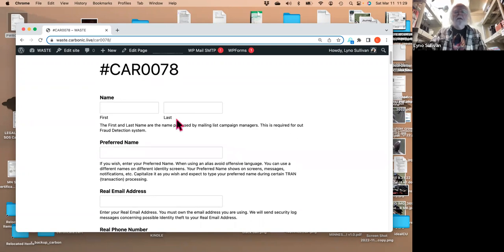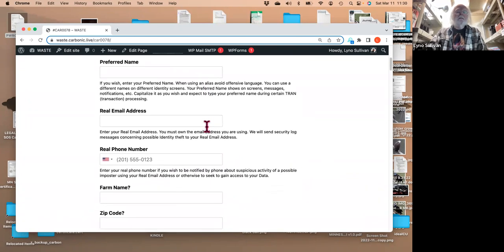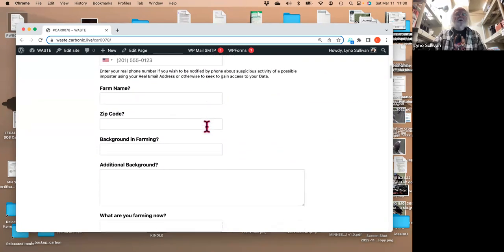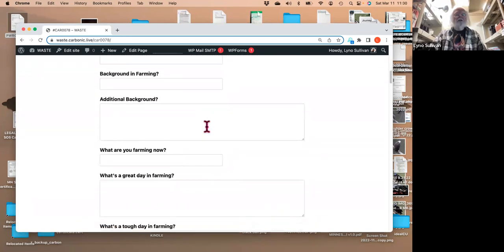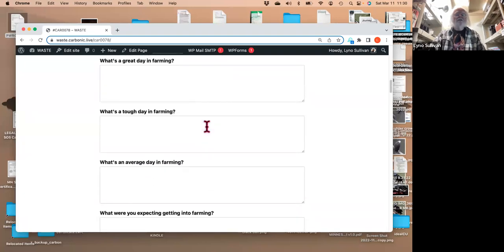And also for the mailing list campaign: preferred name, nickname, real email address. That has to last because I've got to be in communication with you. What's your farm name, zip code, your background, additional background, what are you farming now? And then we're asking just opinion questions, because this is here for your elucidation and the elucidation of those who process information that's anonymized.